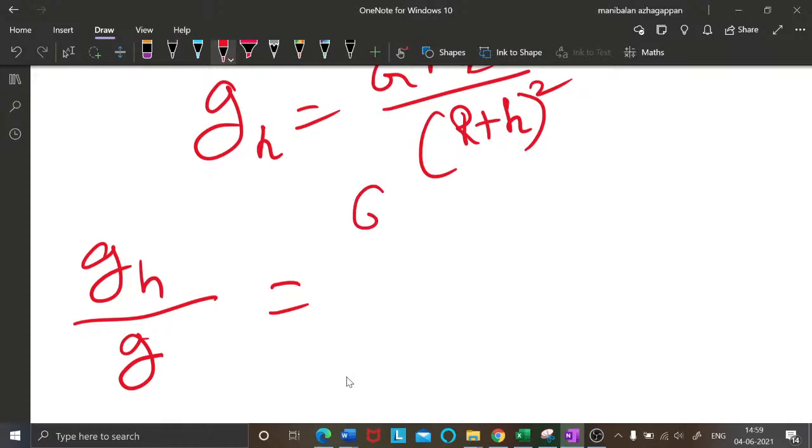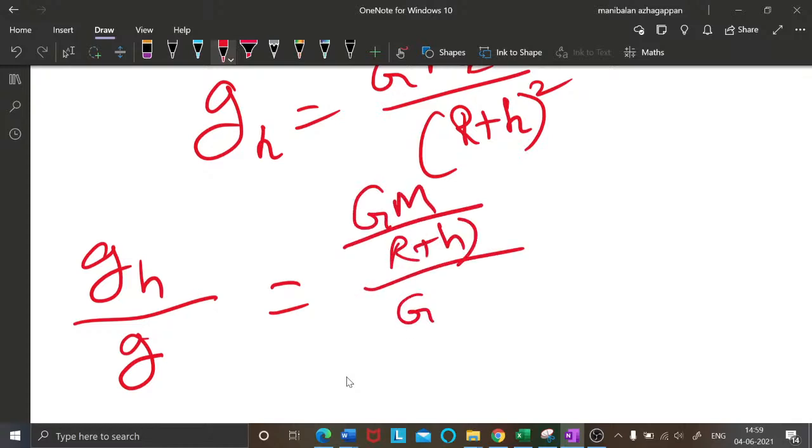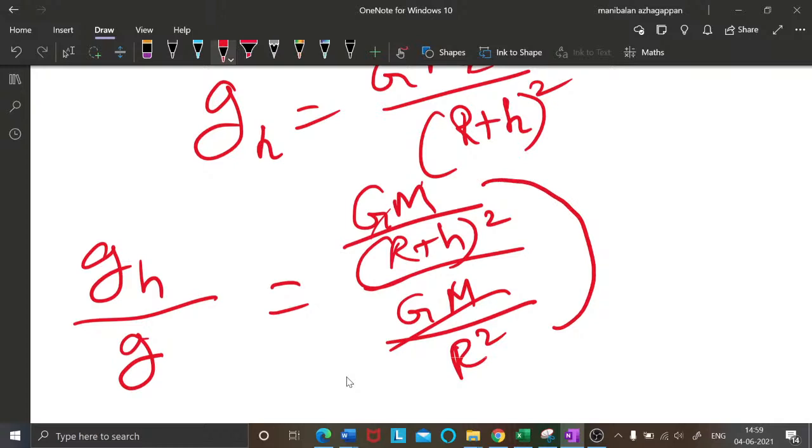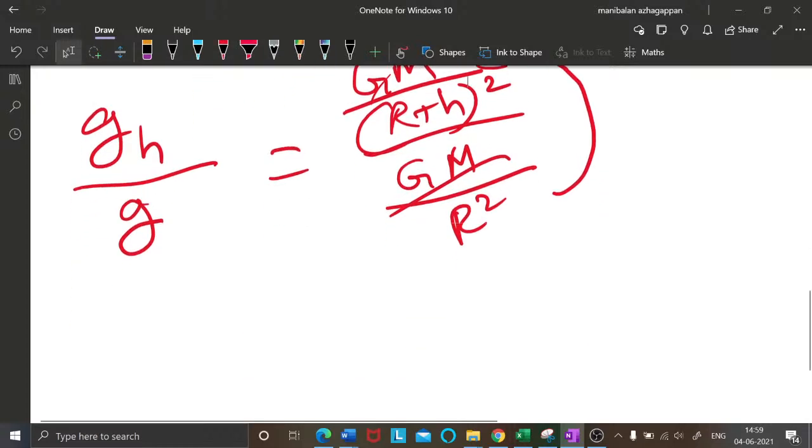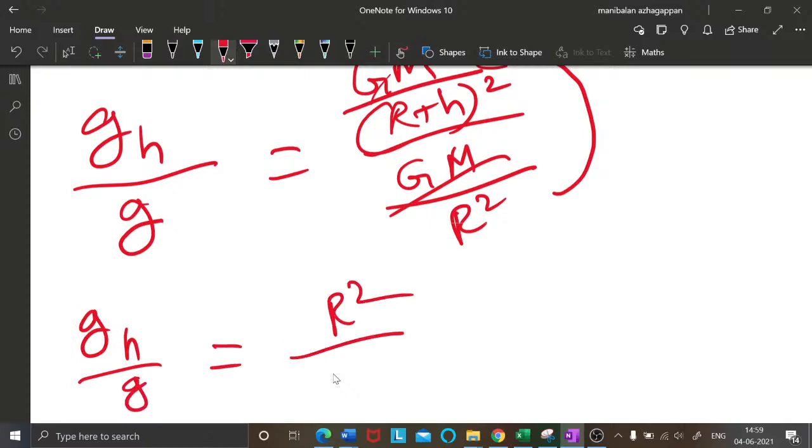This is going to be G times M divided by (R plus h). This is going to be G, its whole square, and G by GM divided by R squared. GM gets cancelled; the denominator directly goes into the numerator. So gravity at some height divided by gravity on the Earth's surface is equal to R squared divided by (R plus h) whole squared. Now we know height is taken as half of the radius.